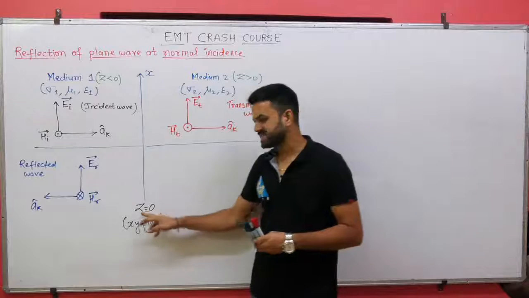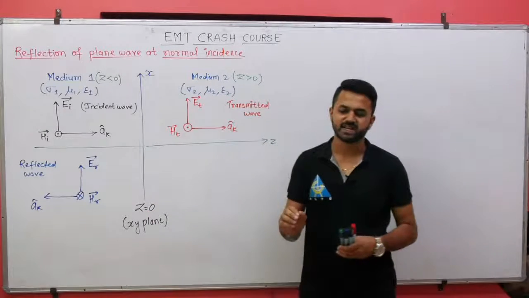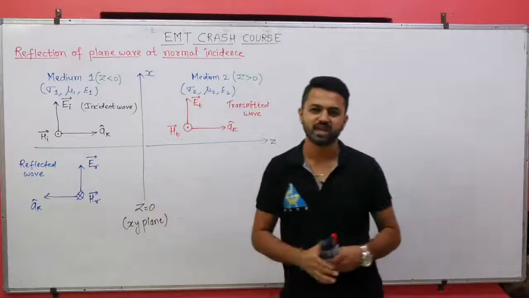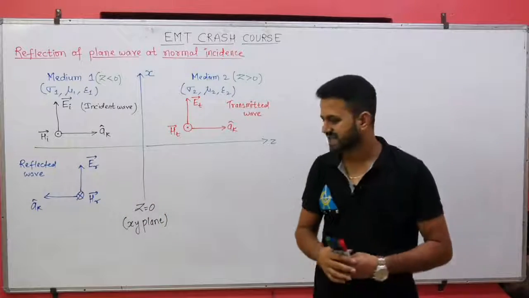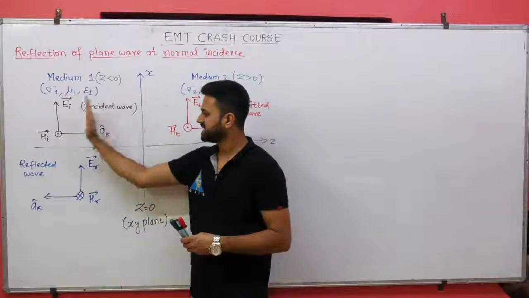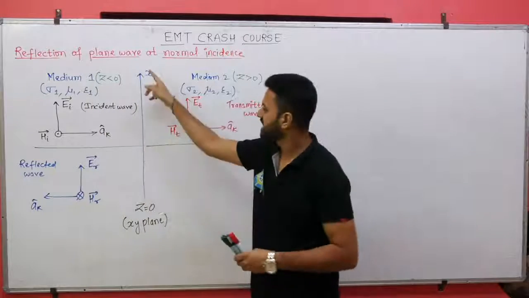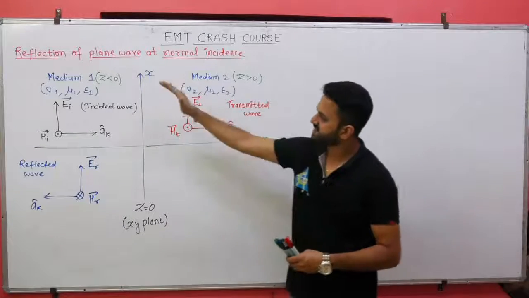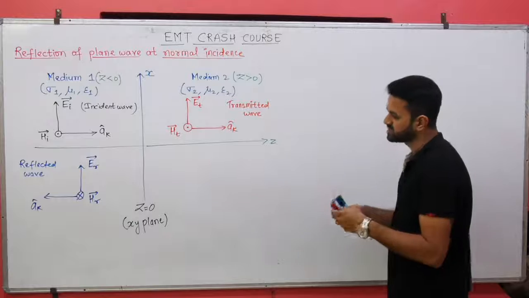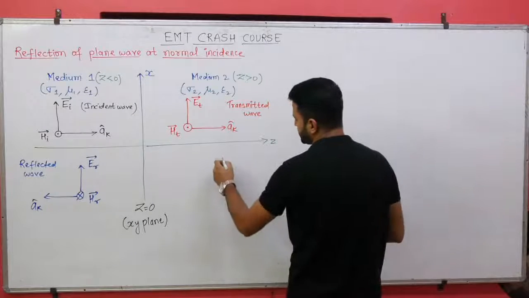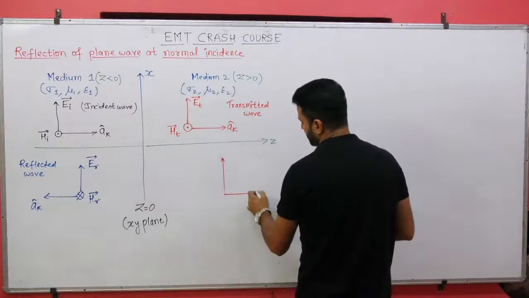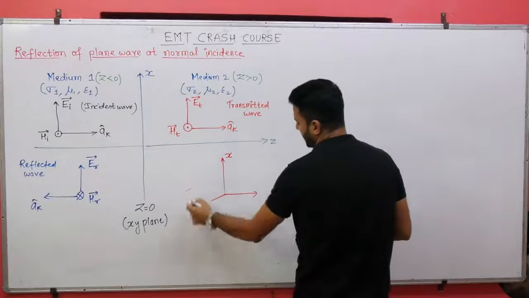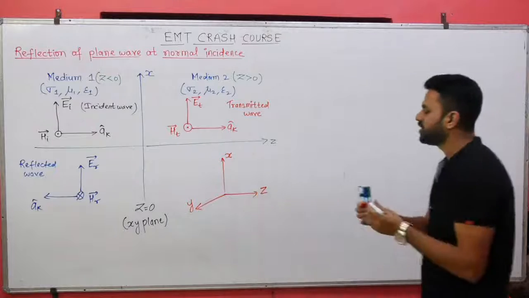So we are saying that z is equal to 0 is the boundary or the interface which is separating the two mediums. Medium 1 and medium 2 are separated by this boundary, z is equal to 0, that is the xy plane. This is the x axis and y is outside the board, because this is the z axis. If I draw the coordinates, this is the x axis, so in anti-clockwise direction it is y and then z. So this is the coordinate.